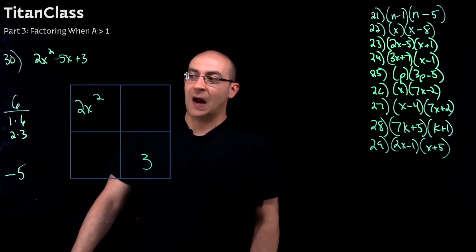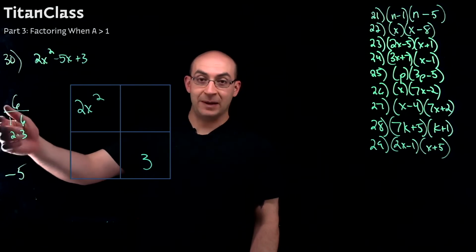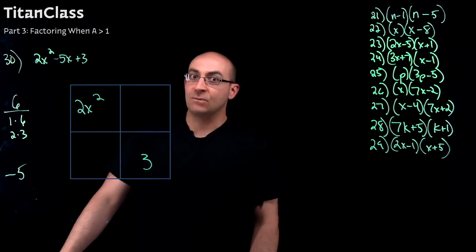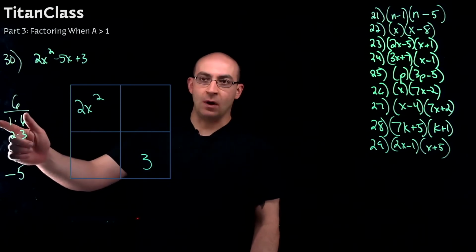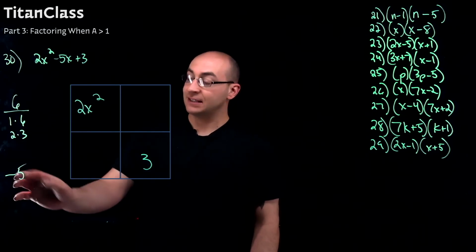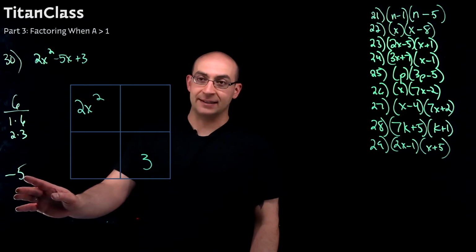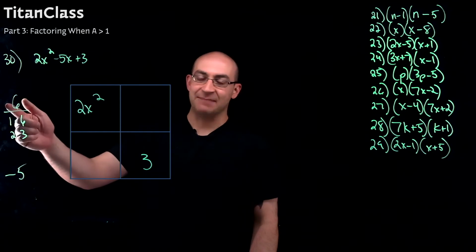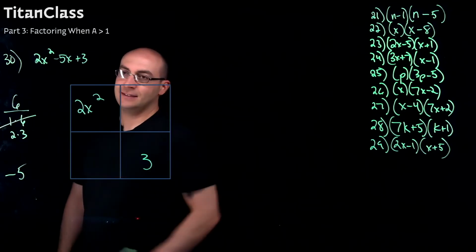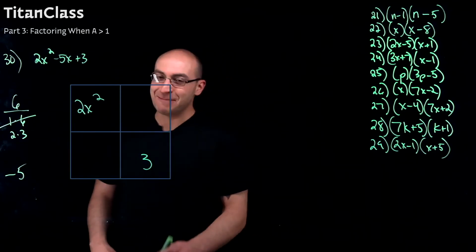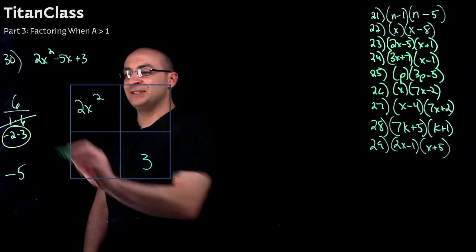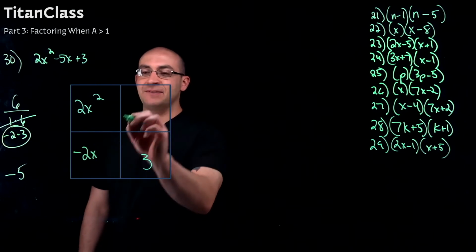How do we know? Well, remember that whatever pair you pick has to multiply to get positive 6. So if I did positive 1 and negative 6, that certainly gives me negative 5 when adding, but positive 1 times negative 6 is not positive 6. Do you see what I mean with these problems? Negative 2 and negative 3. So we've got a negative 2x and a negative 3x.